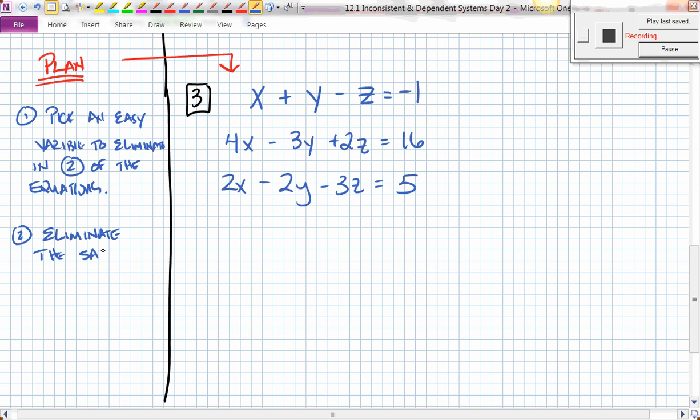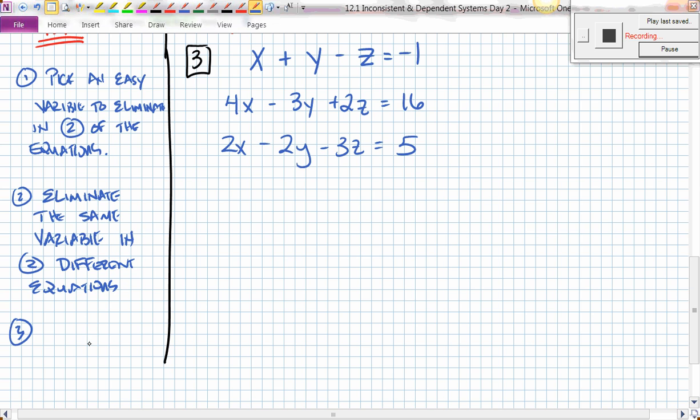the same variable that you chose in the first one, and the same variable in 2 different equations. Okay? Because if you do it in the same equation, then you're not going to get anywhere. You're going to end up right back where you started. So you want to say eliminate z in the first and second equation, then eliminate z in the second and third equation, and then you're down to what that leaves you with, step 3. That leaves you with 2 equations and 2 variables, and then just back substitute.